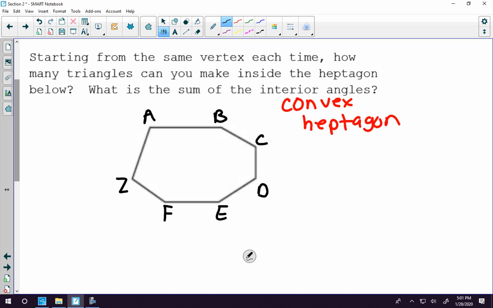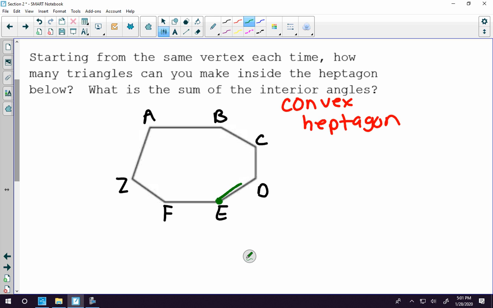Okay. It says starting from the same vertex each time. It doesn't matter which vertex you pick, by the way. How many triangles can you make inside the heptagon below? So first, let's do that. Pick a vertex. It doesn't matter which vertex you choose. But let's start at point E.